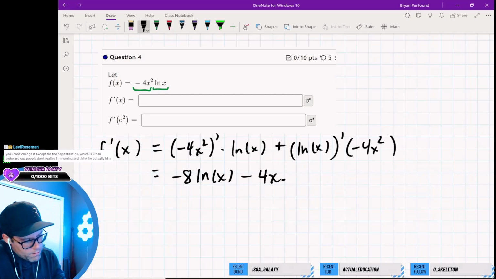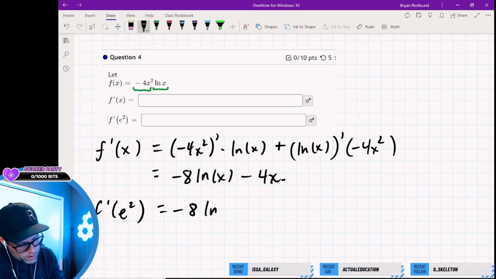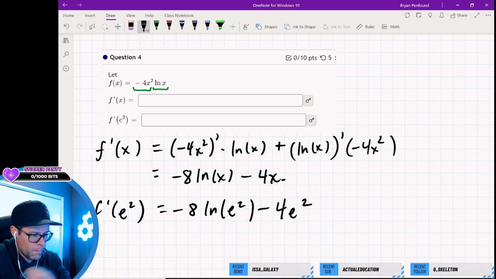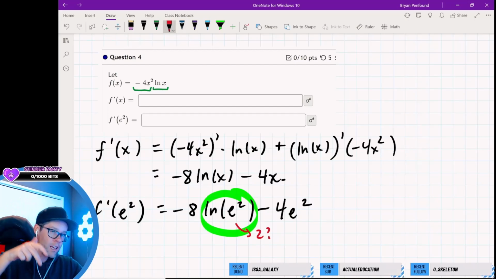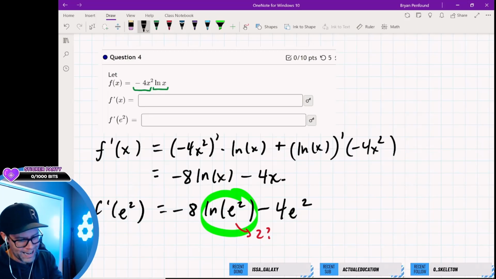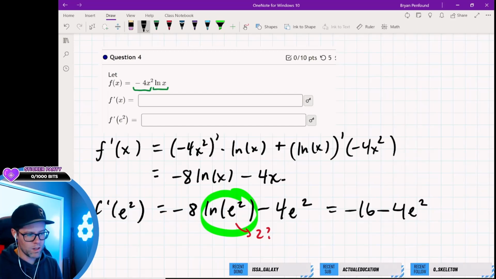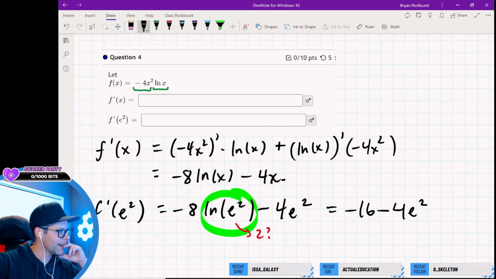Then they want us to evaluate this at e squared, which is going to be negative 8 logarithm e squared minus 4e squared. Is this 2? Is that 2? The logarithm of e squared, right? The logarithm of e is 1 because it's e to the 1. So logarithm of e squared should be 2. So I think we're going to get negative 8 times 2, which is negative 16, minus 4e squared. So I think that's what we get here for a final answer for that secondary part.